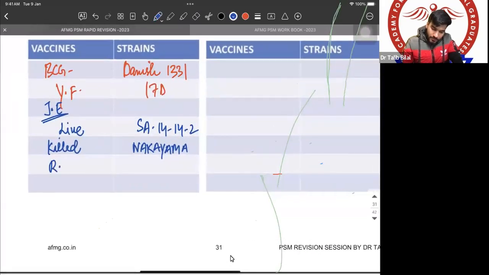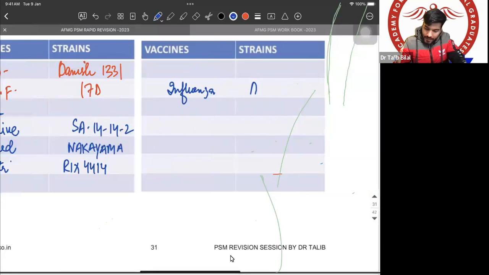Rotavirus, it's RIX4414. Yes, 4414. For influenza, it's A/Brisbane/10/2007 or similar. What is the drug of choice for influenza? Oseltamivir. Number two, oseltamivir's mechanism of action is neuraminidase inhibitor. Then we have peramivir IV or zanamivir inhalational for influenza.